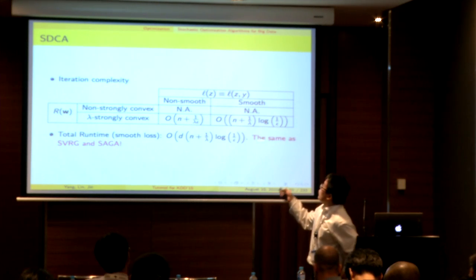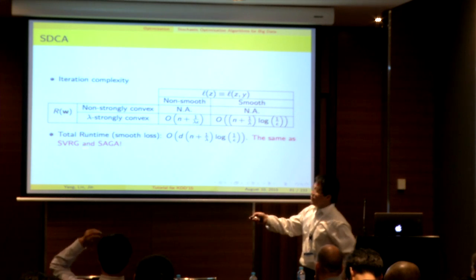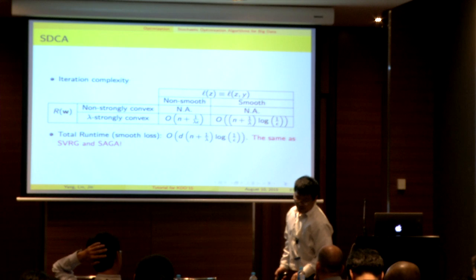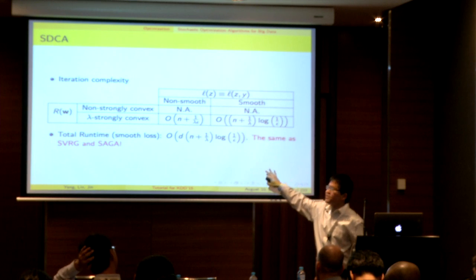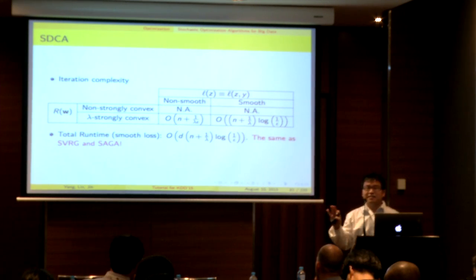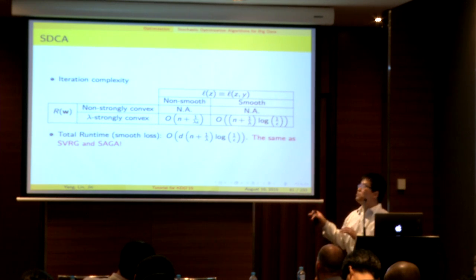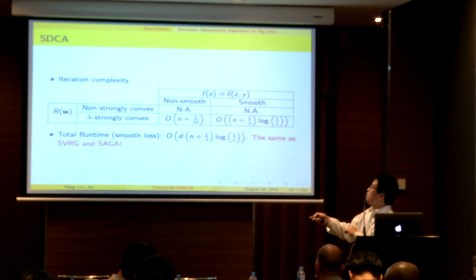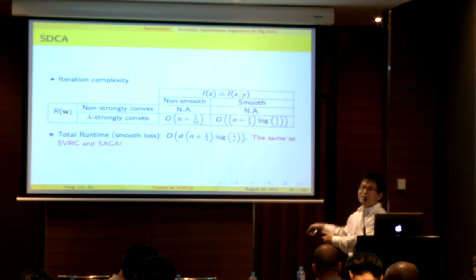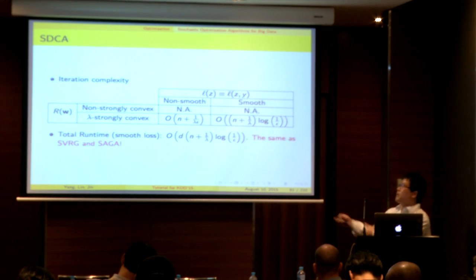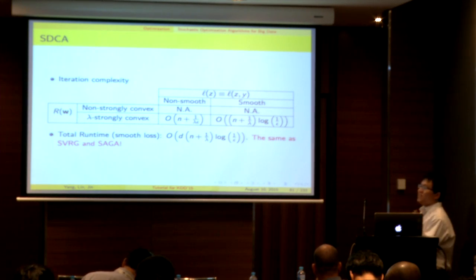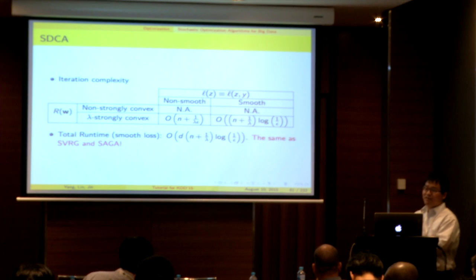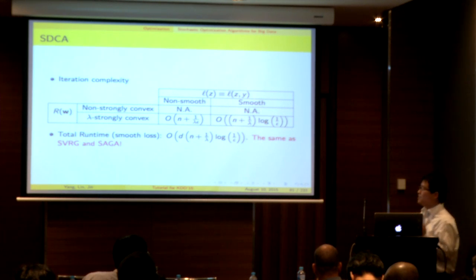So if you compare SDCA with SVRG and SAGA, the conclusion is that the overall time complexity is the same. So there's really no difference. Of course, they can apply to different settings depending on smoothness and strong convexity. But if the problem is both smooth and strongly convex, it doesn't matter which algorithm you use in terms of theoretical complexity. Some papers also compare their performance in practice, but sometimes one is better than the others. There's no uniformly best solution.